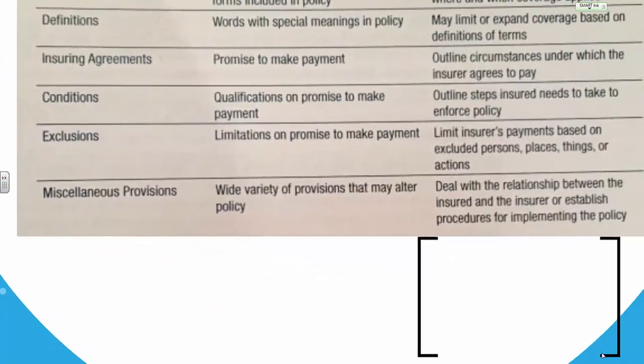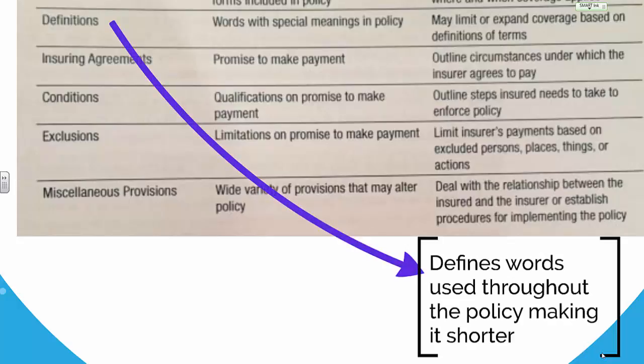Then there's definitions, which are words with special meanings in the policy. They may limit or expand coverage based on the definitions or terms. They define words that are used throughout the policy, making it shorter. Next is the insuring agreement, which is the promise to make payment. Then there are conditions, which we already discussed. They're qualifications on the promise to make a payment. If the insured does not abide by the conditions, the policy may not pay. And as I said, there may be exceptions.